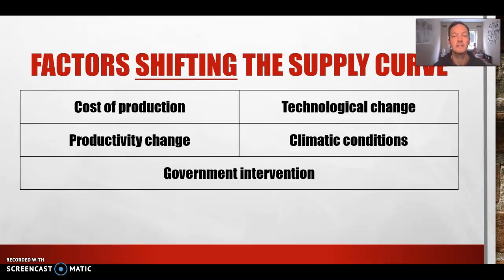And then the final one here, government intervention, similar in a way to the demand version of this, where government intervention will have an impact on any of those other four. So if the government intervenes on, let's say, climate policy and puts more money into renewable technology, that's going to improve climatic conditions. Or the government might provide a subsidy, which means money back, to all the suppliers in the coal industry, for example, and that will reduce the cost of production. So government intervention will always link into one of those other factors.